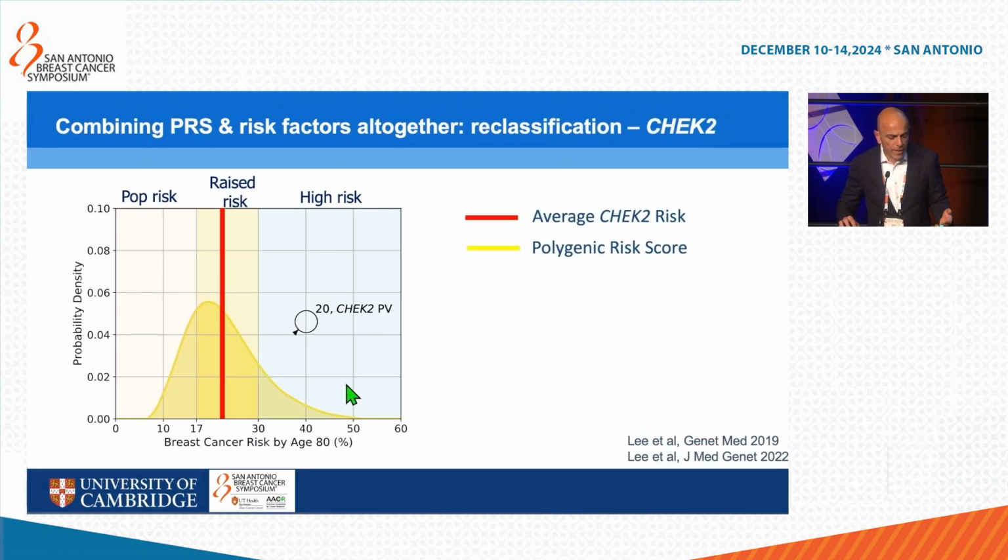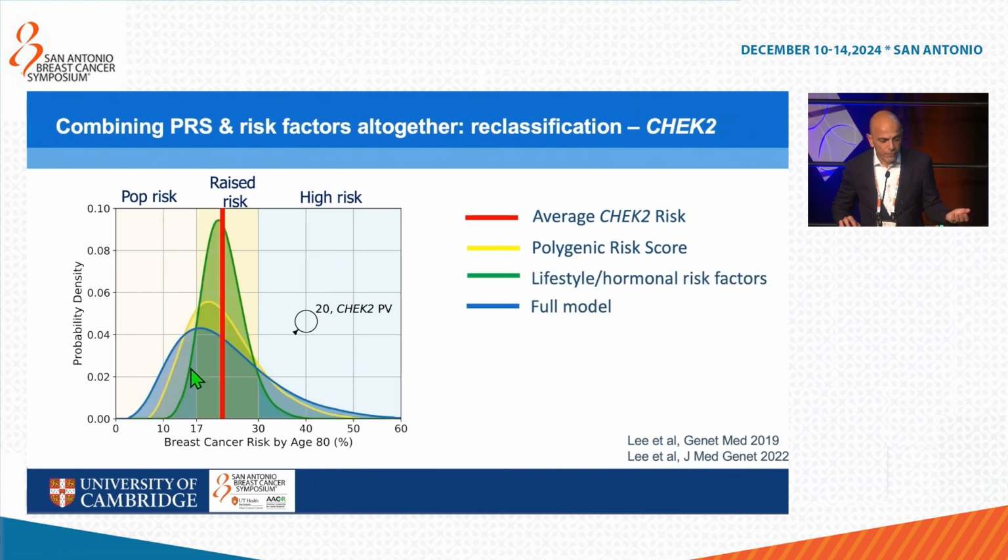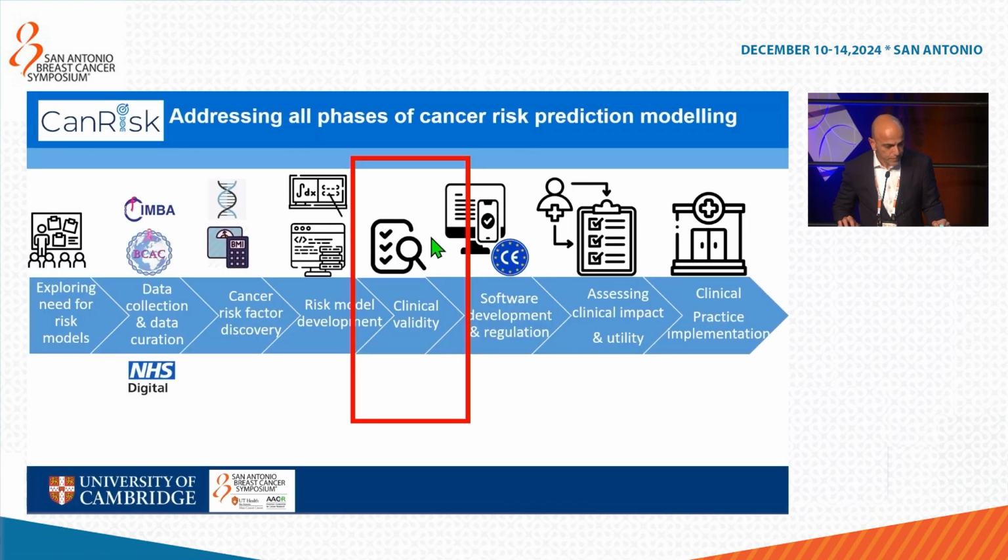We can do the same for carriers of pathogenic variants. An example in the case of CHEK2 variant, where on average they would fall into the moderate risk category with risks of around 22 to 23%. But then when we look at the full multifactorial model, as you can see, around 55% of the CHEK2 pathogenic variant carriers will be reclassified into either the population or higher categories, with important implications for their clinical management.